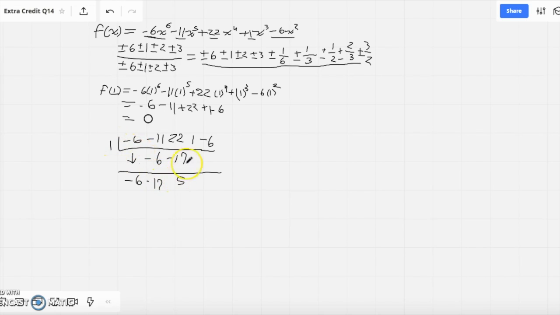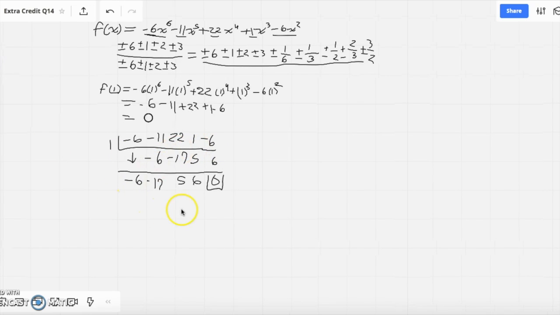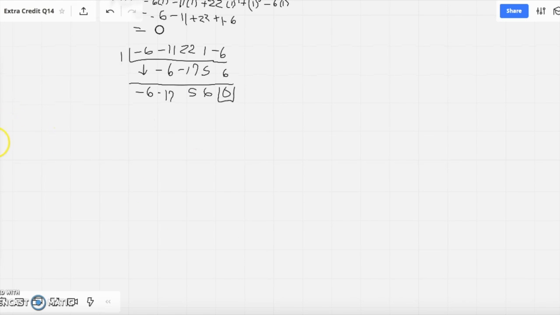Then 1 times 5 is 5. 5 plus 1 is 6. 1 times 6 is 6. So then you would add those and come out to 0, which is what we'd expect because 1 is a factor. So once we have this, we'd move on to our next step of finding another root.